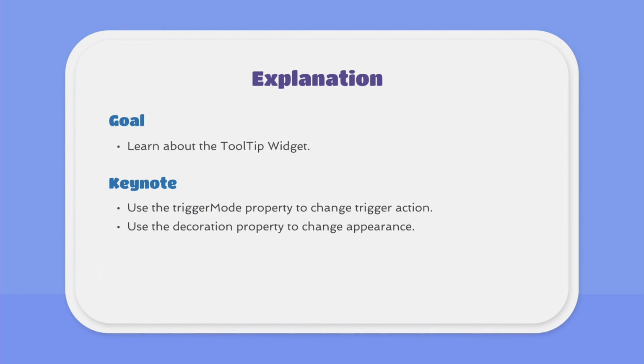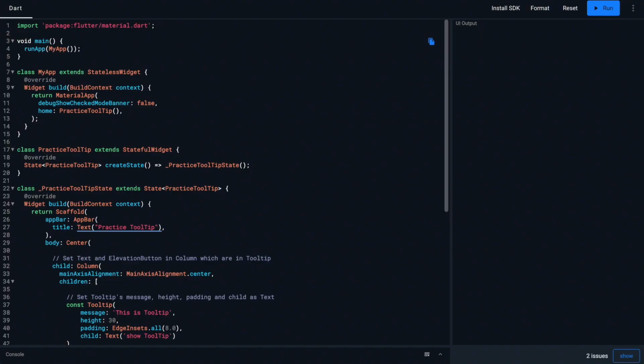password policy. We will use the trigger mode property to change when ToolTip appears. We can also use the decoration property to change its appearance. Now, let's get started. Today we are going to learn about the ToolTip widget.